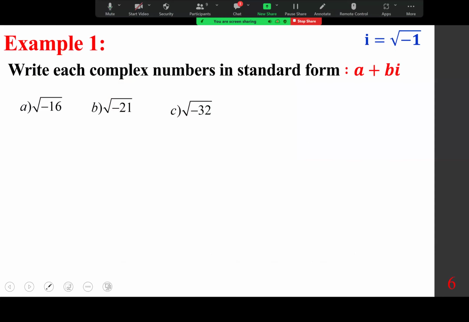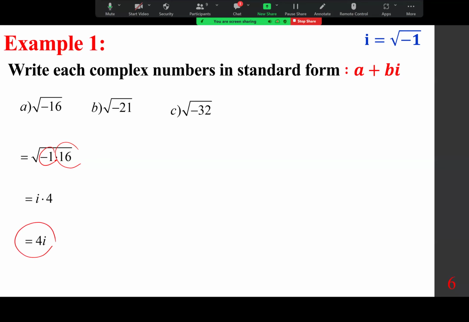All right, so i is defined as the square root of -1, and a plus bi is the standard form. So write each complex number in standard form. Here's example 1. The square root of -16 is the product of -1 and 16. We get rid of the -1 and we replace it with i. As you know, 16 comes out as 4. So it's i times 4 or 4 times i.